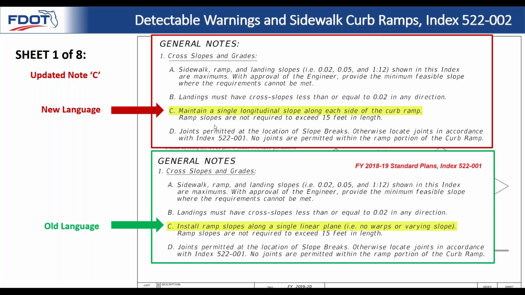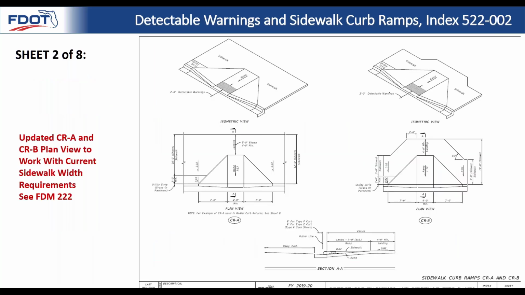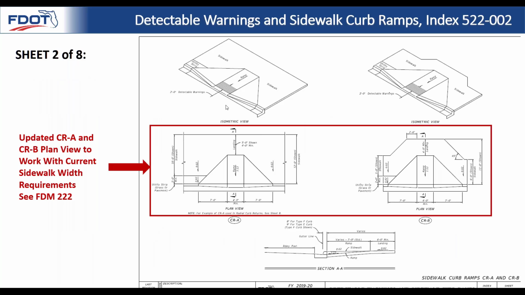On sheet 2, we made some modifications to CRA and CRV alphanumerics for the curb ramp types. These changes were primarily done just to allow the index to work with the sidewalk width requirements that are now included in FDM Chapter 222, along with the changes for complete streets, which provided for wider sidewalks in some of the contact zones. And this index still had a lot of reference to 5-foot minimum sidewalks, or had sidewalk widths that really didn't match up with what our criteria shows as the sidewalk width should be.